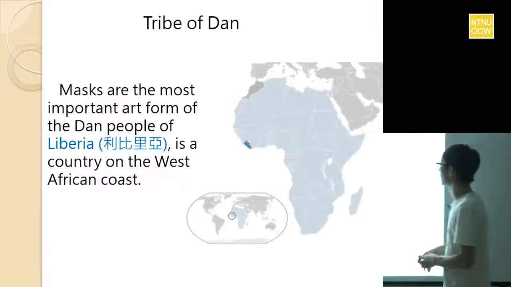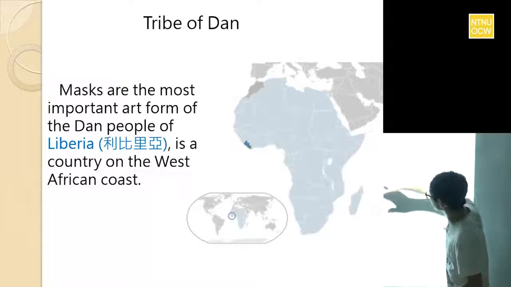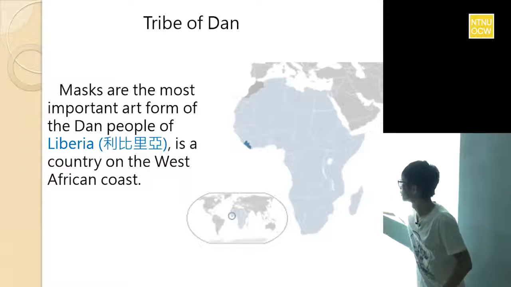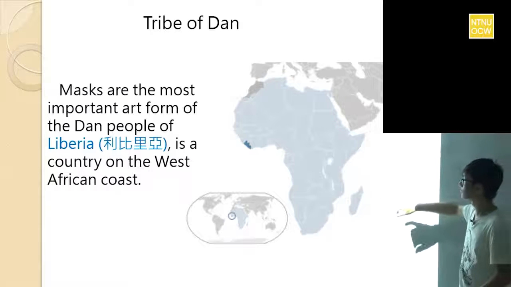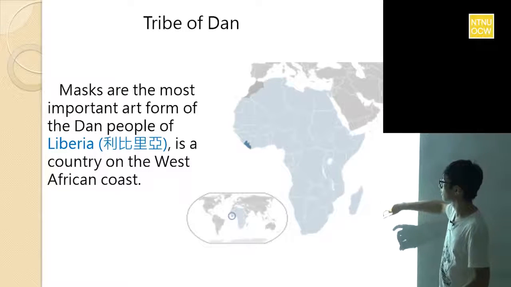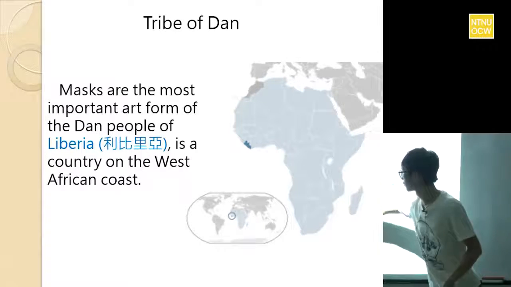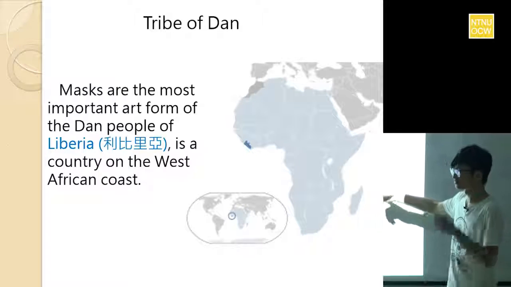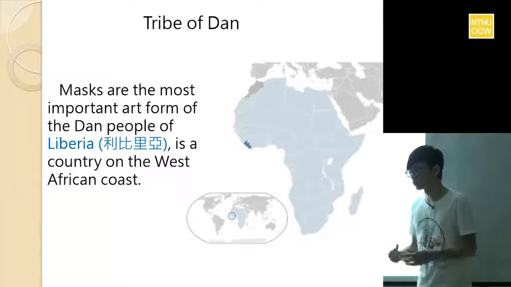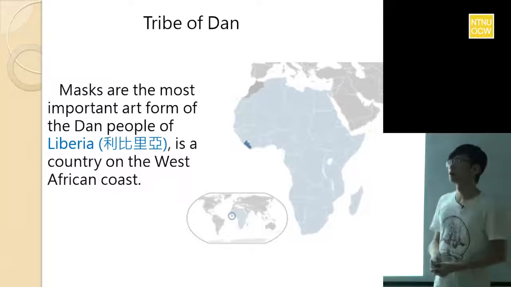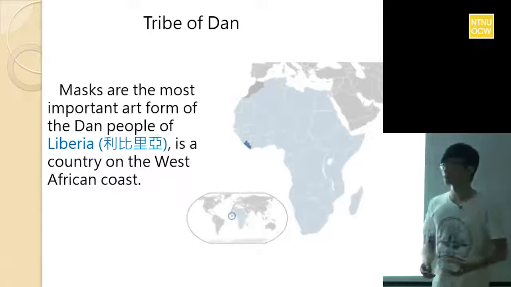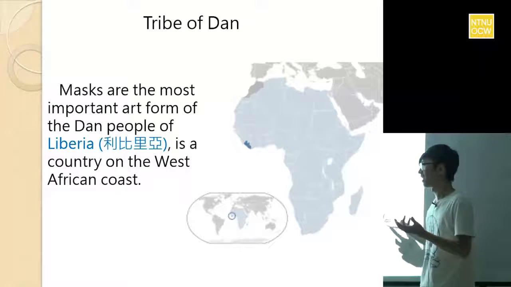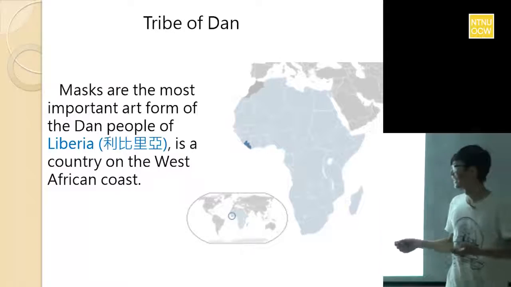Dan is located in Liberia. Liberia, okay. It's on the Western Africa coast. It's a tribe, very original or primitive. What else do you know about the Dan tribe? I don't know. I just Googled. Okay, Google, that's all you know.